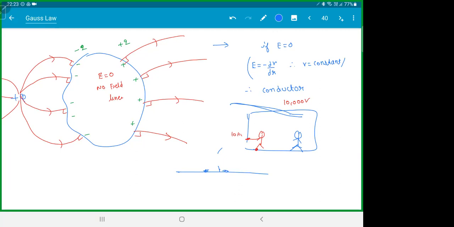You're getting it? When will you die? If you put one leg outside on the ground and one leg inside, what was the potential of the ground? 0. The potential here is 10,000 volts. Now you're going to get a bad shock. Bad means you'll get fried actually. 85% of the deaths that happen due to electric shocks are due to third-degree burns. So that is the most useless thing you can do.